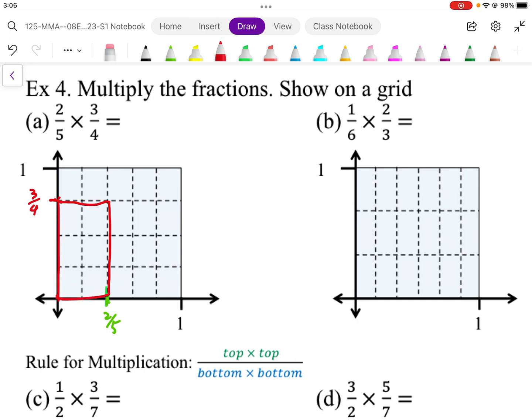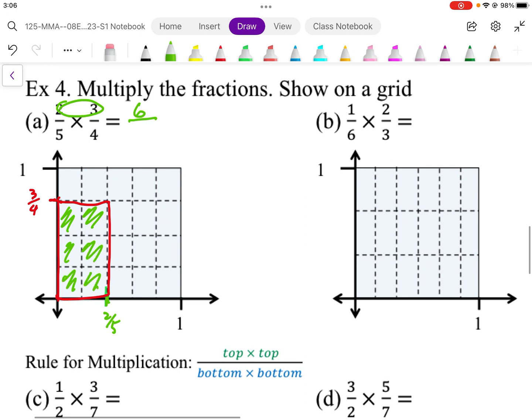And I can see that the top times top is going to give me the 6 parts. Okay, so there's my 6 parts here. 1, 2, 3, 4, 5, 6. And then the bottom times bottom would give me the 4 parts along the vertical, 5 parts along the horizontal, and that gives me my 20 parts whole. So bottom times bottom gives me the 20. Okay, so there's my answer, 6 out of 20.